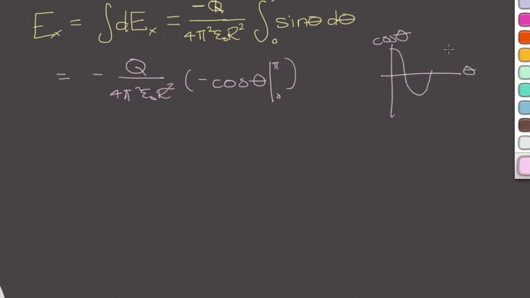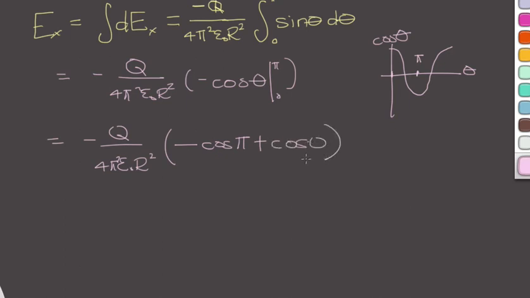So remember, cosine of theta looks something like this. Okay, obviously 0 is going to be out here, and pi is right here. Okay, so really what we have is we're going to have this whole business out in front here, 4 pi squared epsilon naught r squared, like this. So we have a negative cosine of pi minus a negative cosine of 0, like this. So this should be what we have here at this point.